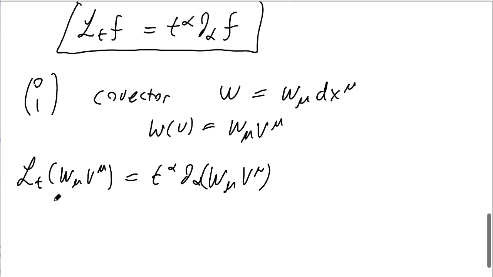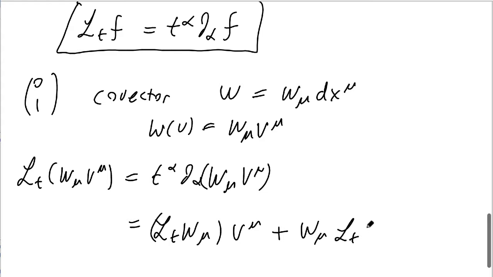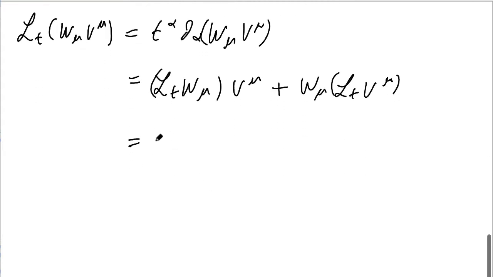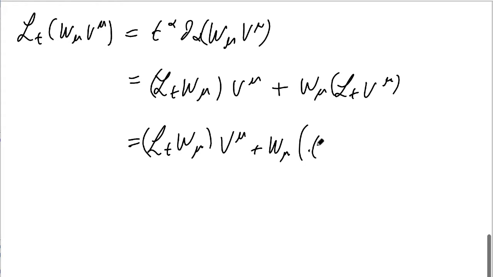Now, we also insist that the Lie derivative satisfies the product rule, so this would be the Lie derivative of W acting on V plus W acting on the Lie derivative of V. And now we know how the Lie derivative acts on a vector, so let's write that. This is the Lie derivative of W times V plus W acting on this Lie derivative, that's t^alpha partial_alpha V^mu minus V^alpha partial_alpha t^mu.